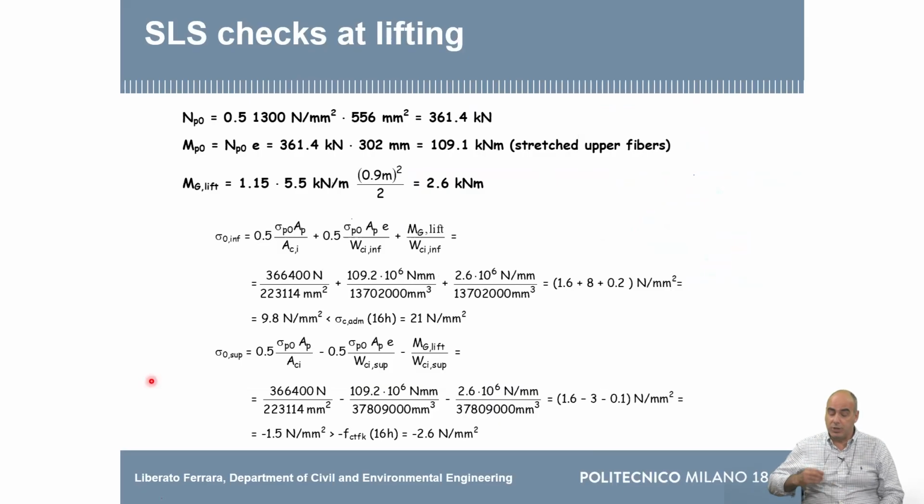So I make the check at 0.9 meters. You see the bending moment is 5.5 times 0.9 squared divided by 2. This factor here, 1.15, is the lifting amplification coefficient. Also, this you find in the code. When you lift, you are applying a sort of dynamic action, so you slightly amplify the value. It's not a static load, it's an amplification factor.